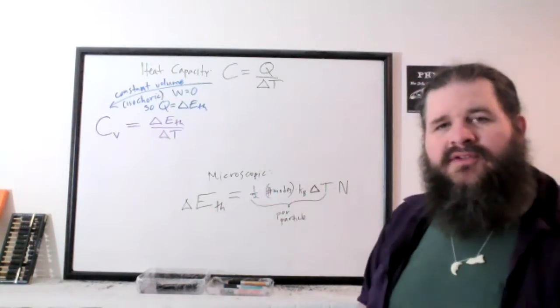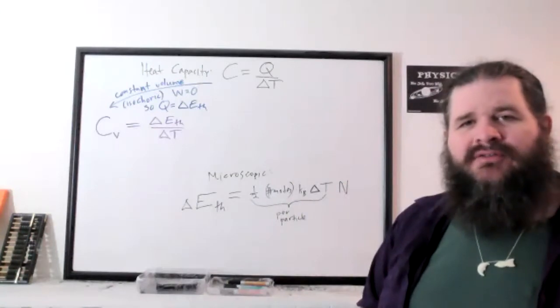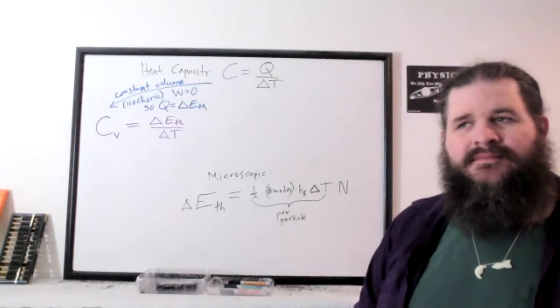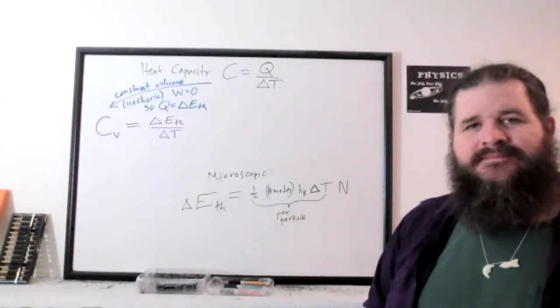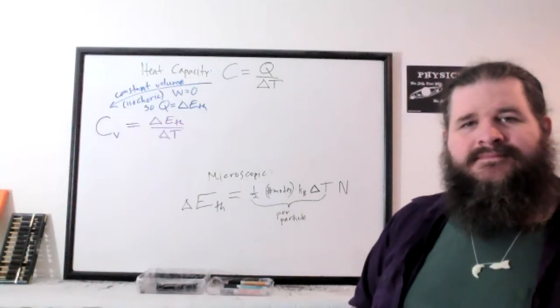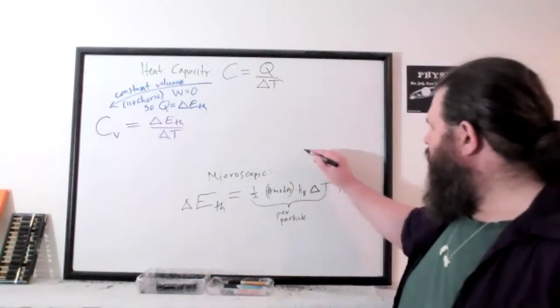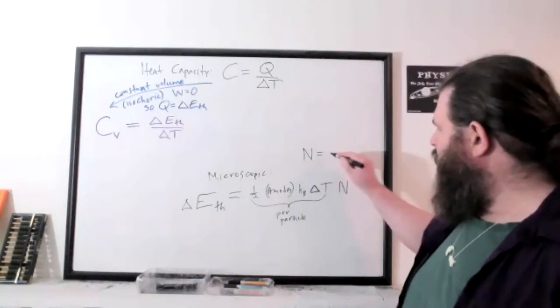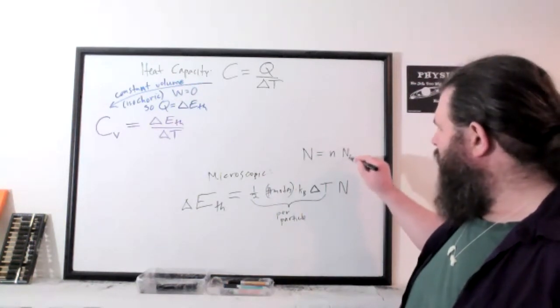Alternatively, what if we wanted to write this in terms of moles instead? How would you convert number of particles to number of moles? You'd multiply by Avogadro's number and then the coefficient of number of moles. Yeah, number of particles is just number of moles times Avogadro's number.